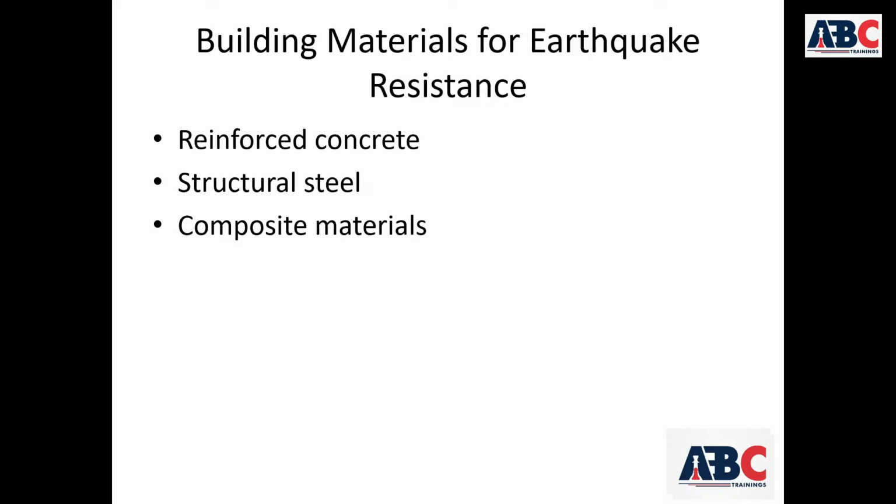Next is structural steel. Structural steel is one of the best materials for earthquake resistance because steel is highly ductile. It can undergo large deformation without breaking. Composite construction combines two materials to get the benefit of both. Modern earthquake resistant buildings often use composite systems to achieve better performance.